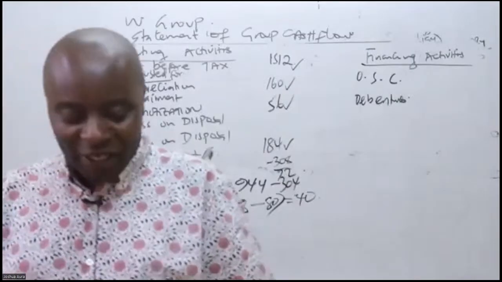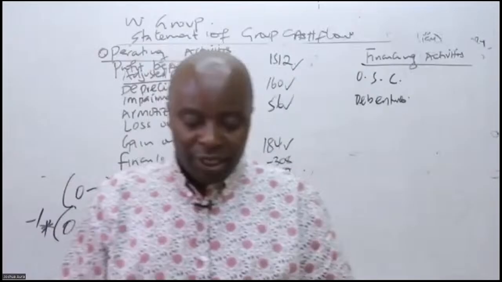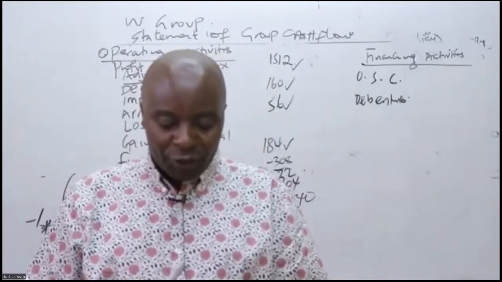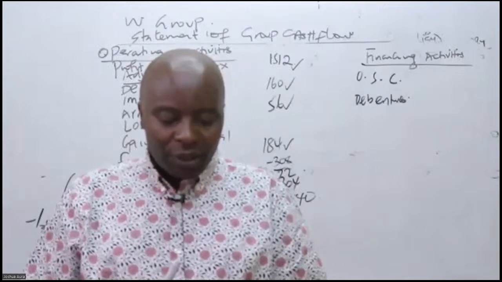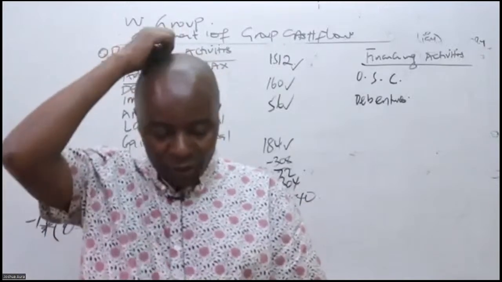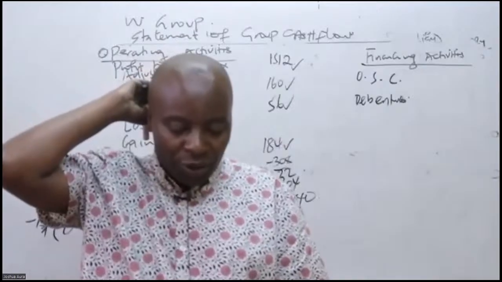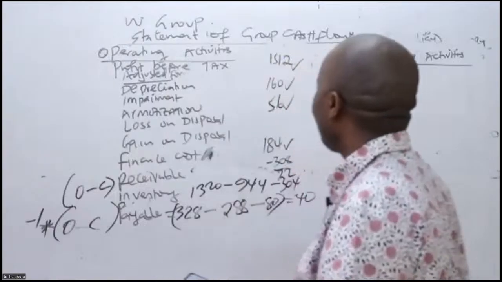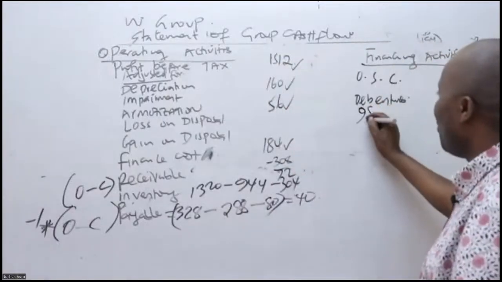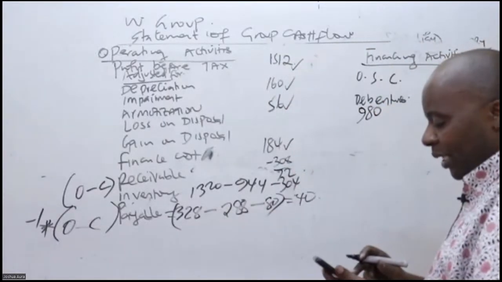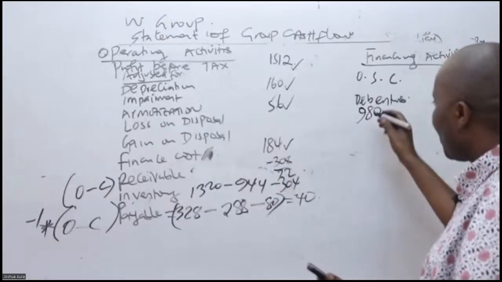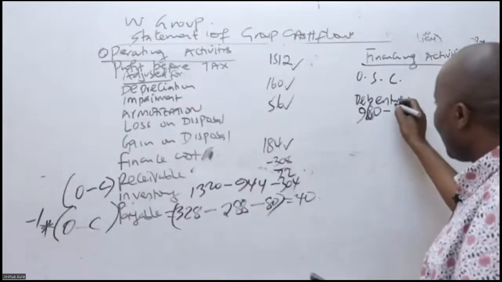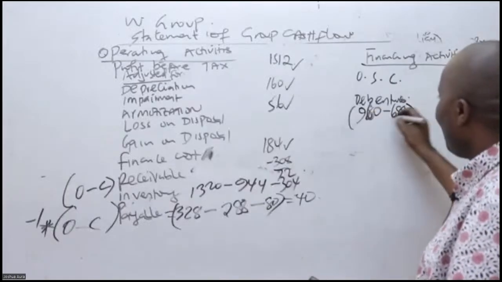Now, ladies and gentlemen, go to the debentures. What do we have there for the debentures? In the balance sheet, I can see long-term loans. So opening balance is 960, closing balance is 688. That's very straightforward, if you can remember from your AFR. So 960 minus 688. And because it's a liability, multiply this with -1.